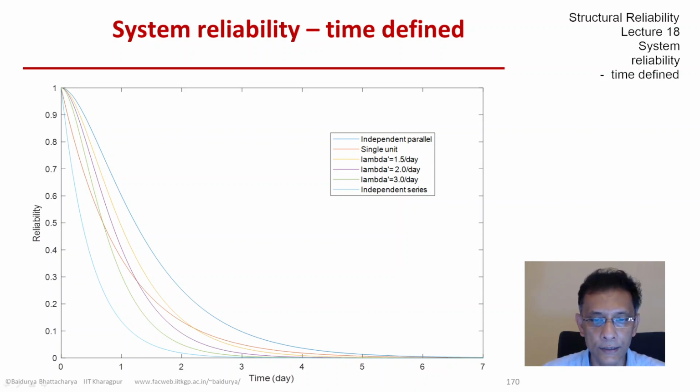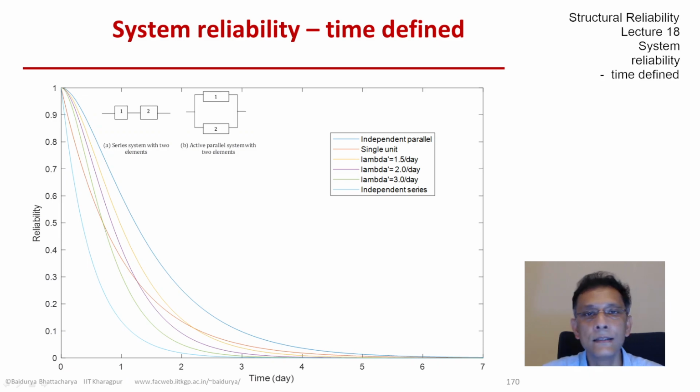So let's approach this step by step. We have many curves here. They are confusing, so I'm going to explain them one by one. As I said, these are the 2 things we are going to look at. On the left, the series system, and on the right, the active parallel system.